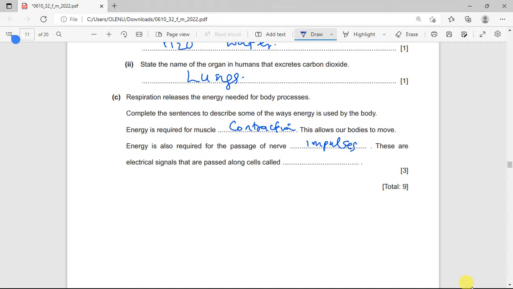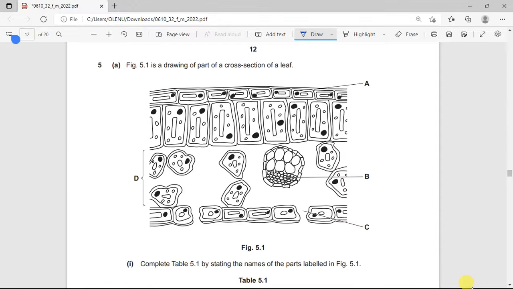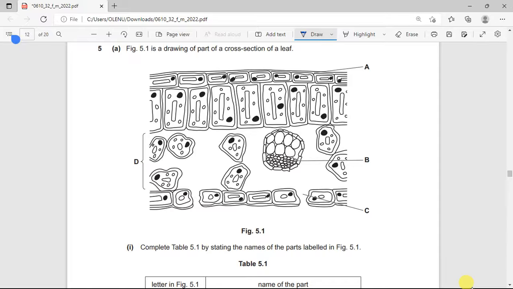These are electrical signals that are passed along cells called nerve cells. Nerve cells. Neurons.